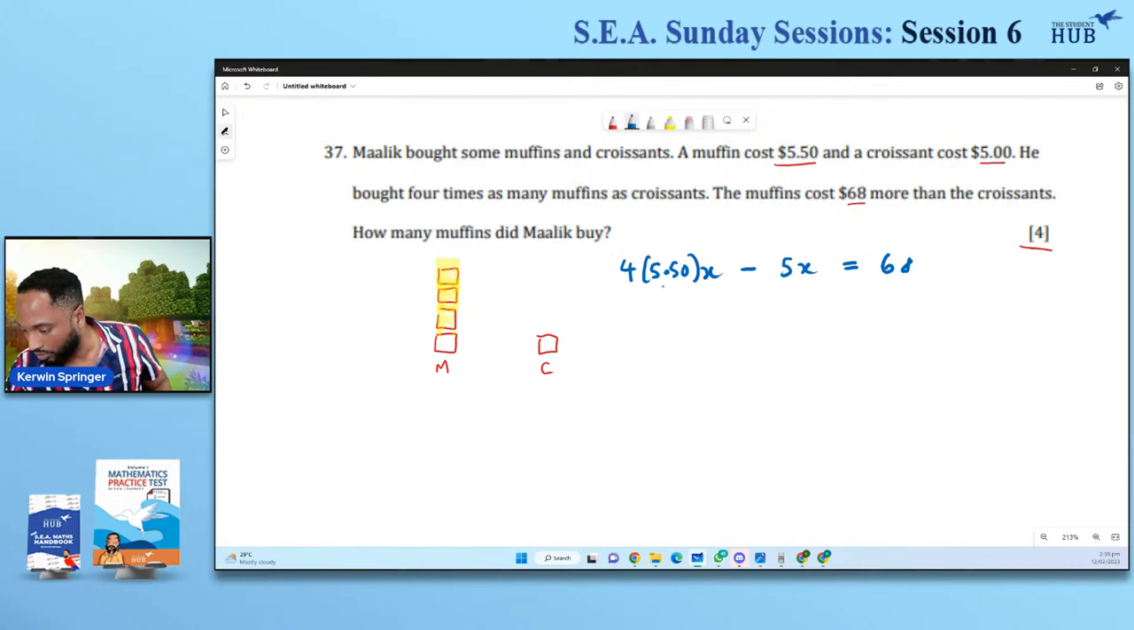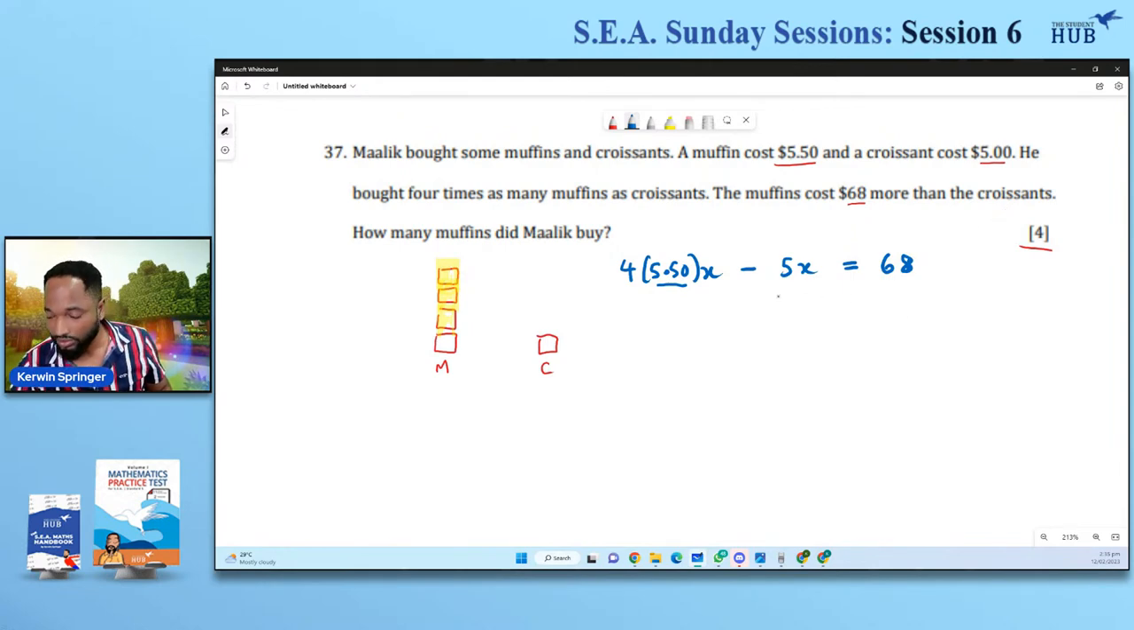So the cost of one muffin is $5.50. I have 4 times the number x, so 4 times the box, because I bought 4 times this number of muffins and croissants, and 5 times the number of, because $5 is for one croissant, 5 times the x. When I subtract the cost of the muffins and the x, I get $68.